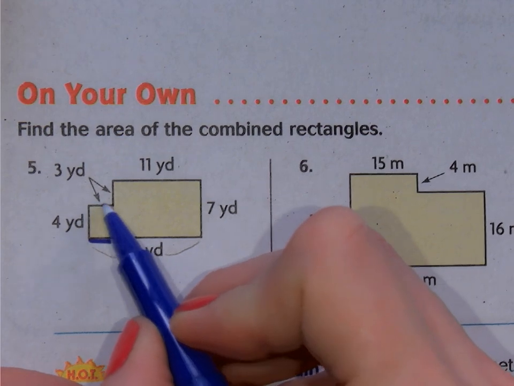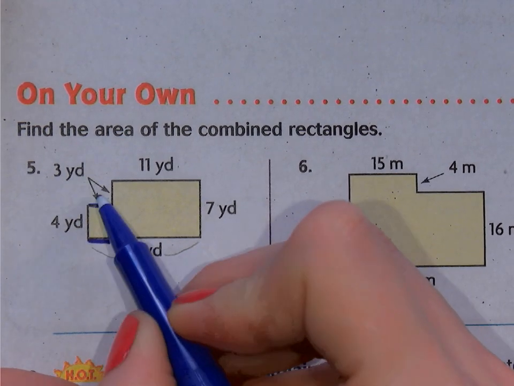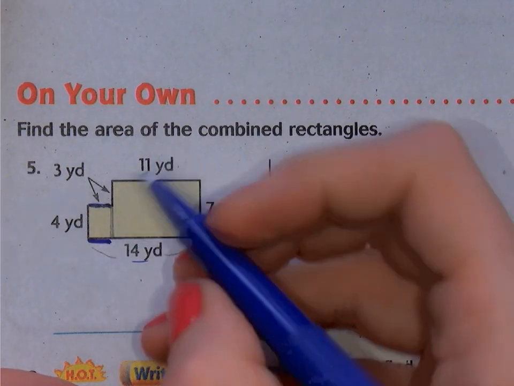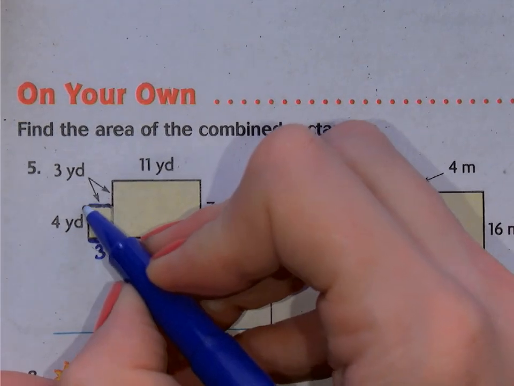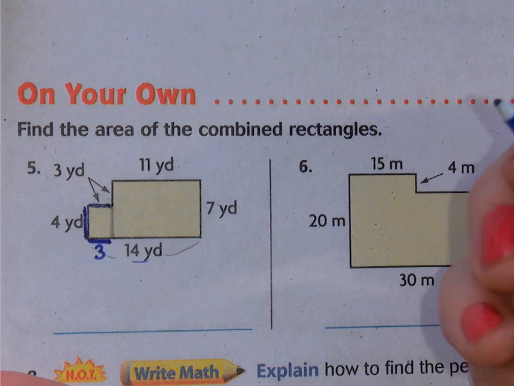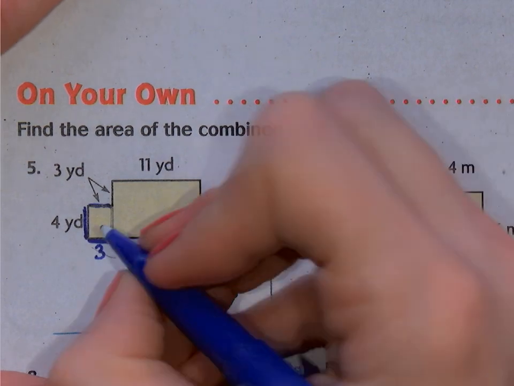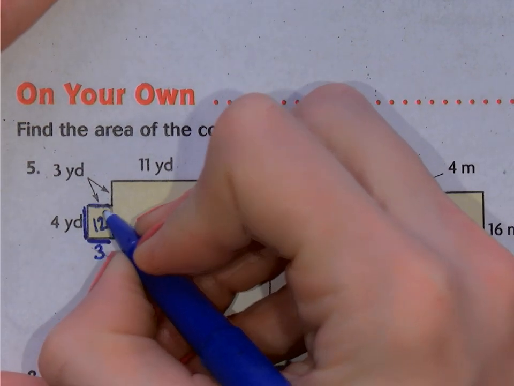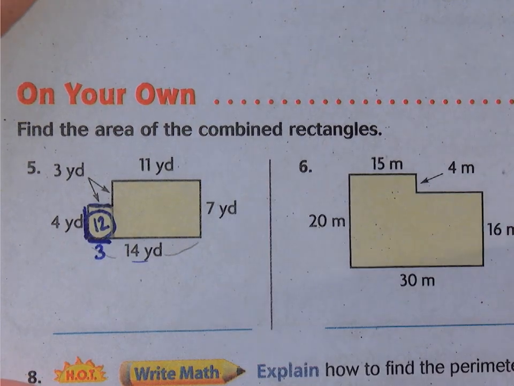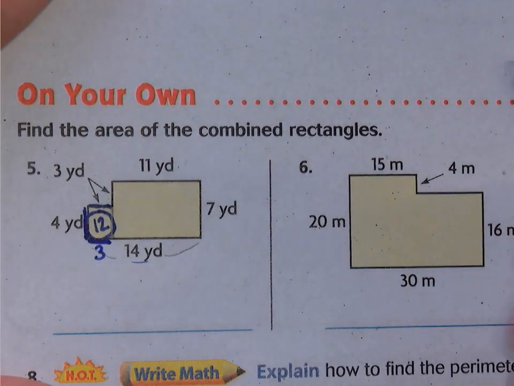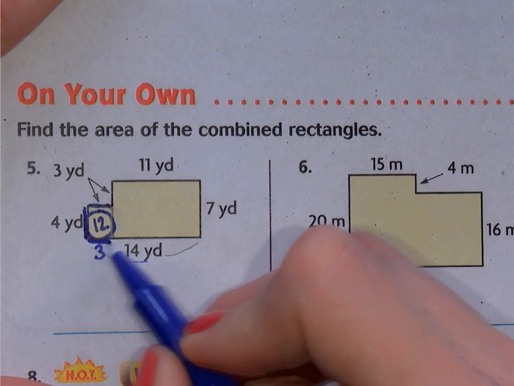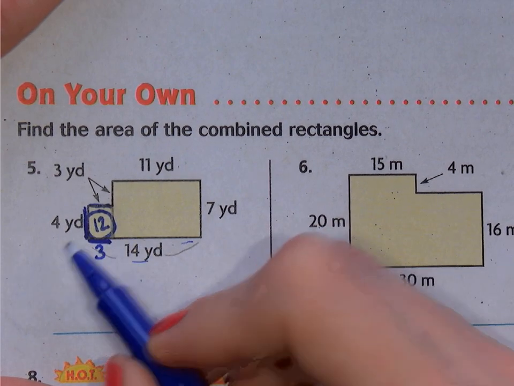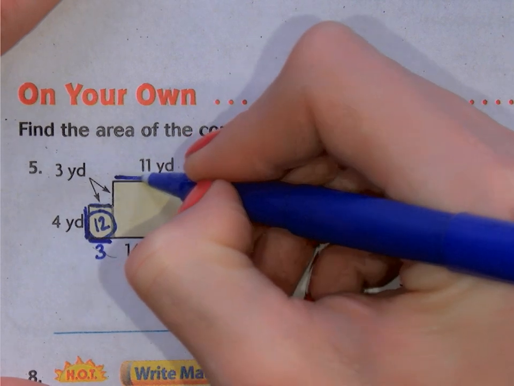Okay, look up here. This right here has a 3 yards pointing to it. So that means this is 3 yards right here. And this height is 4. What's 3 times 4? The area of this little section is 12. Okay, now we need to find the area of this section. Again, the 14 goes all the way across here. Okay, so I can't use that. The base of this rectangle is right here.